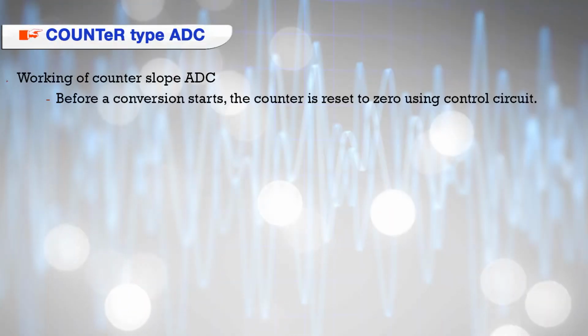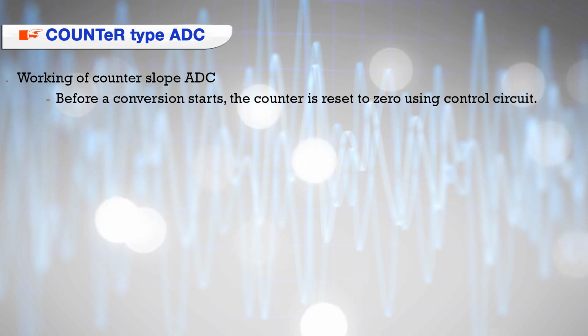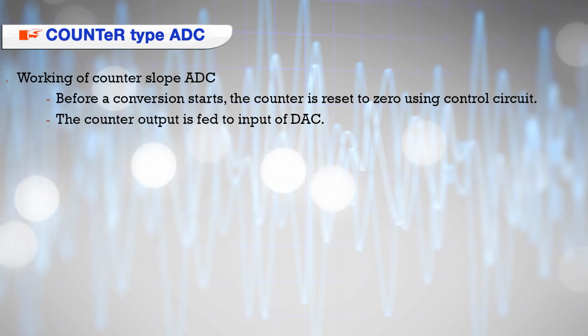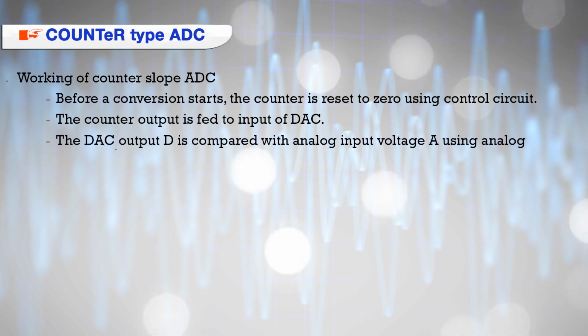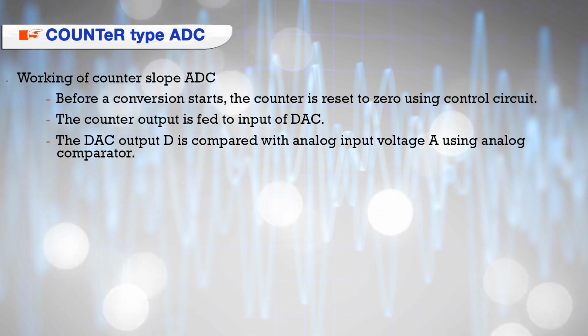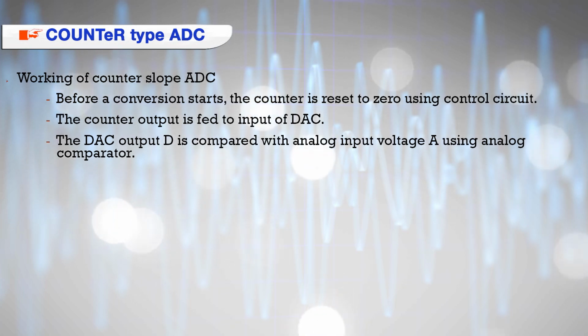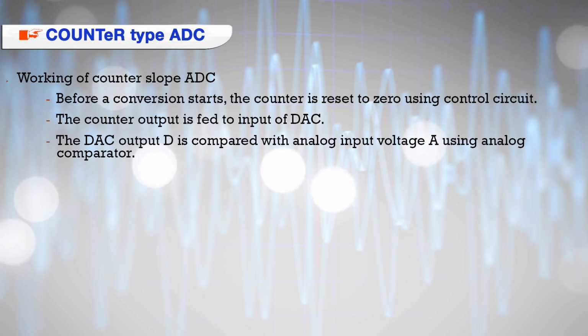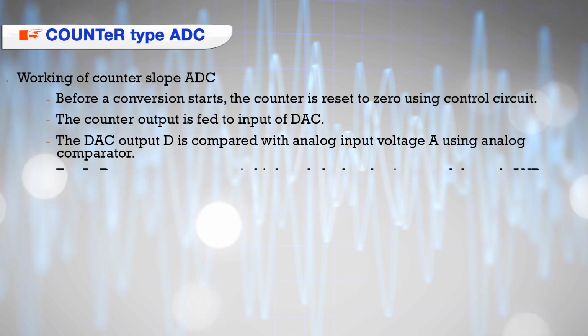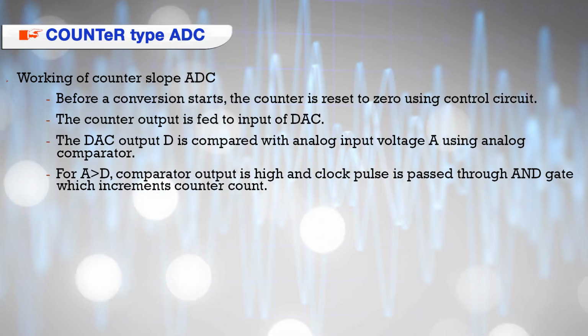Now let us understand the working of this ADC. The counter value is initialized to 0 before starting the conversion process. Let us have a 3-bit counter. Counter output, that is 0 0 0, is fed to the input of the DA converter. DA converter generates output 0. Now output of the DA converter, that is 0, is fed to the negative terminal of the comparator and analog input is applied to the positive terminal of the comparator. Input voltage is compared with 0, which means comparator output is high.